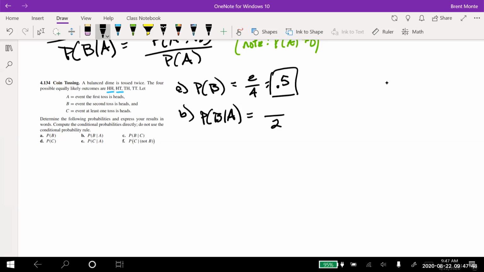And out of that, what's the probability of B? Well, B says the second toss is heads. Out of these two, the only one where the second toss is heads is that first one. We don't have to look at the others because they didn't satisfy the condition of A, that the first toss was heads. So it's just one out of those two. Again, that's going to be 0.5 as well.